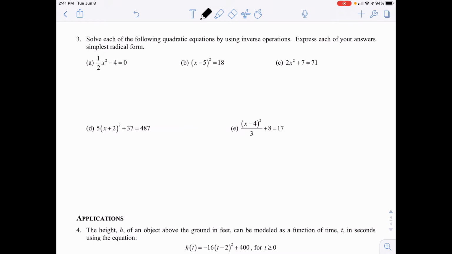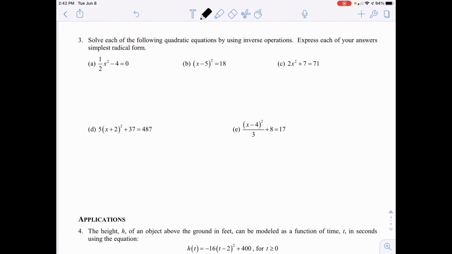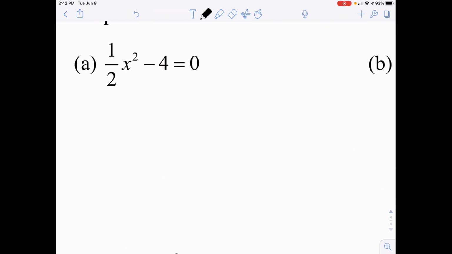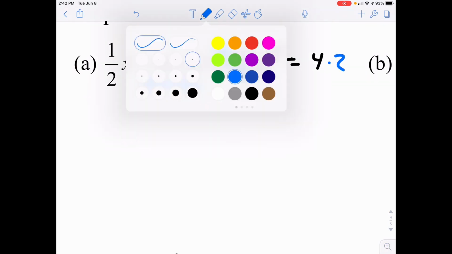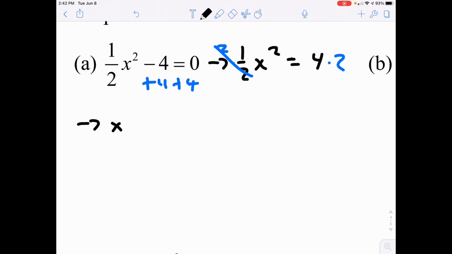Number 3, solve each of the following quadratics by using inverse operations. Express your answers in simplest radical form. Let's begin. Letter A. Let us start this problem by adding 4 to both sides and rewriting the equation. 1/2 x squared equals 4. Then we will multiply both sides by 2 and rewrite the equation. X squared equals 8.